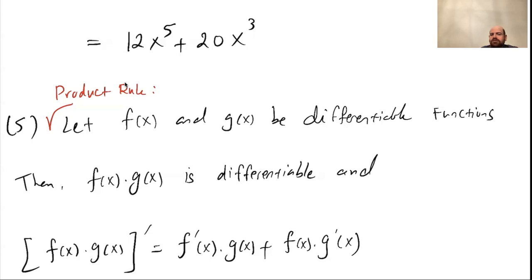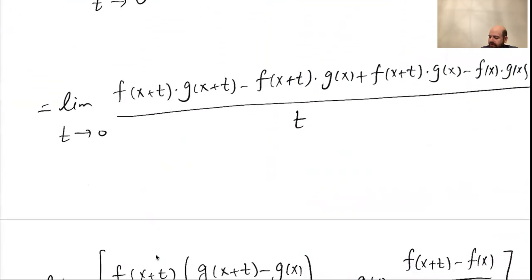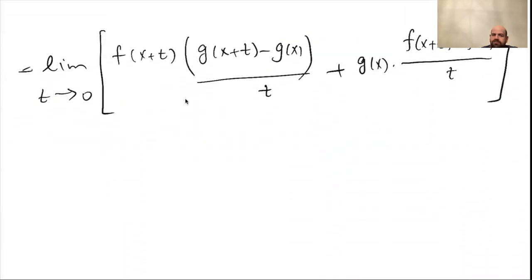So here my assumption is that f of x and g of x are differentiable. So that's the only thing. And then my goal is to show that f of x times g of x is differentiable as well. And this is the formula for the derivative of f of x times g of x. So my only assumption is that f of x and g of x are differentiable. So this limit exists because g is differentiable.